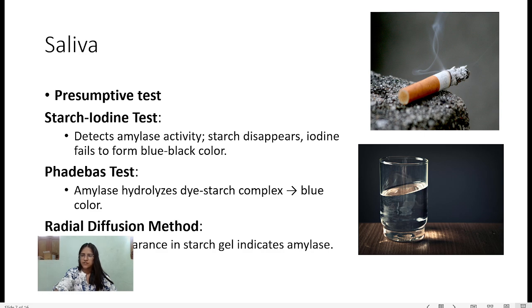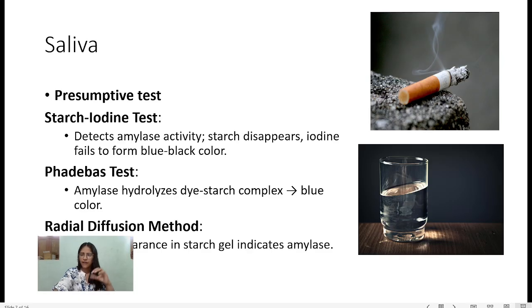Next one is the Phadebas test. The Phadebas test is actually widely used nowadays also. The principle of this test is it uses a blue dye starch substrate, and amylase present in saliva hydrolyzes starch. After it gets hydrolyzed, it releases a dye. This is the principle of this test.